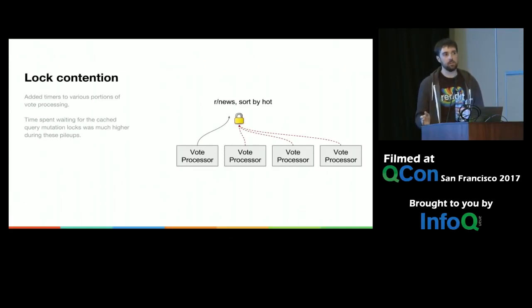The very popular subreddits on the site are getting a lot of votes. It makes sense. They're popular, right? So when you have a bunch of these votes happening at the same time, you're trying to update the same listing from a bunch of votes at the same time, and they're all just waiting on the lock. So adding more just added more people waiting on the lock and didn't actually help at all.